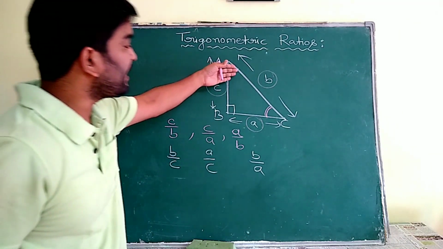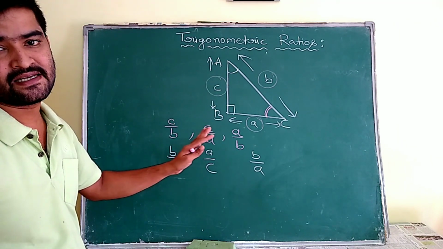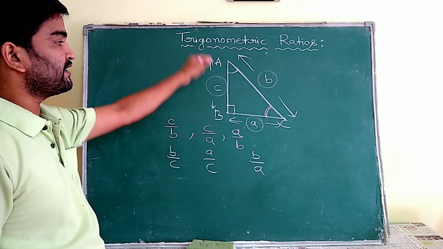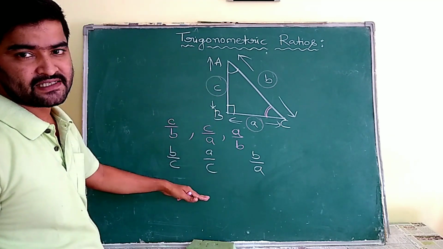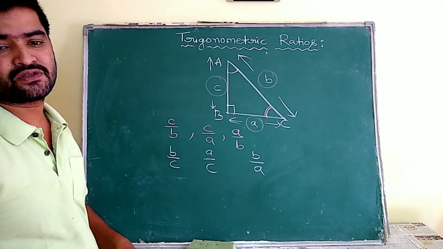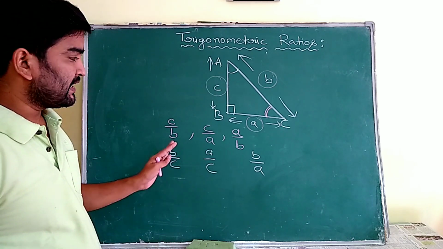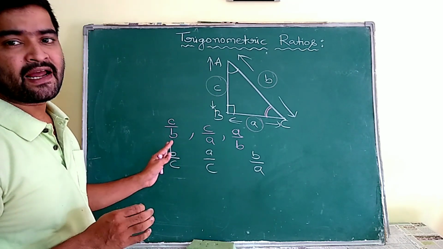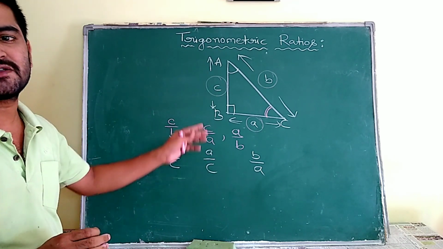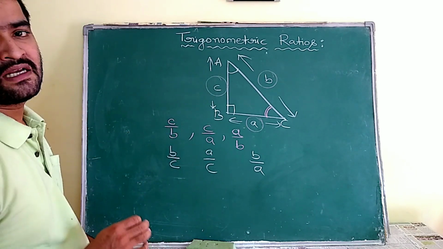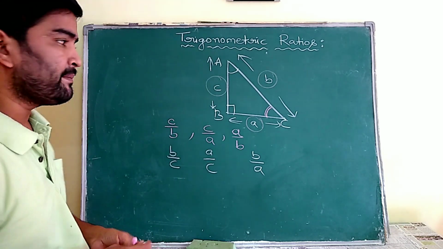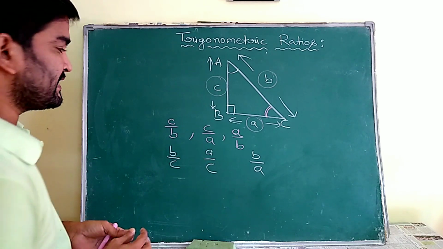Similarly, with respect to A also we are going to form these 6 relations. With respect to A, I may write 6 ratios, and with respect to C, I will write 6 ratios. What are those 6 ratios? We are going to discuss them. We now have an idea about how to form these 6 ratios. Other than these 6 ratios, there is no other relation between those 3 sides. That's why trigonometric ratios are 6. Mainly 3, and we are going to discuss them.